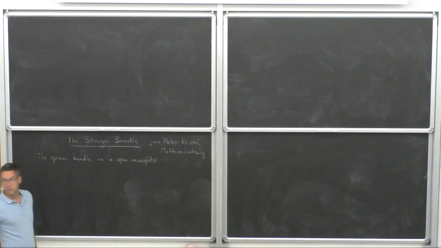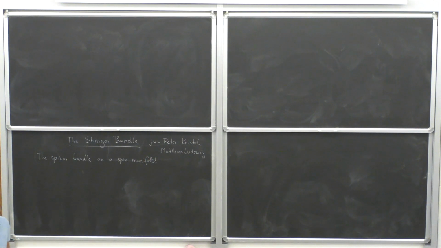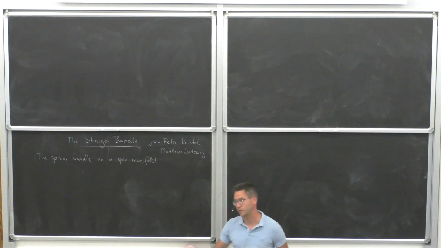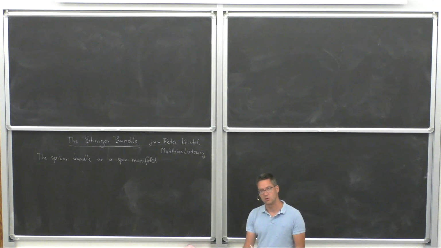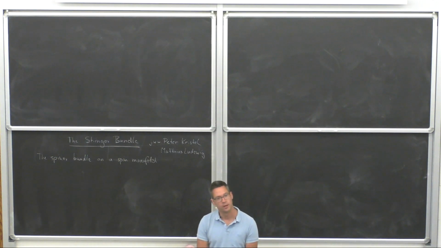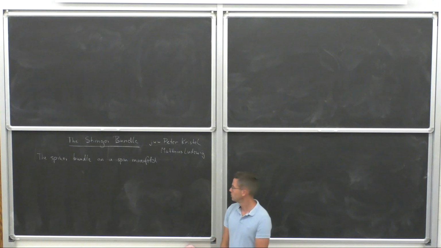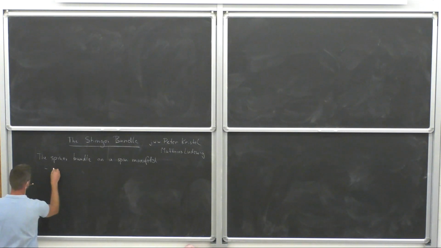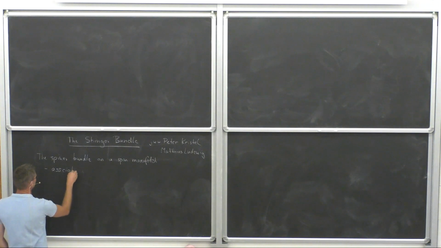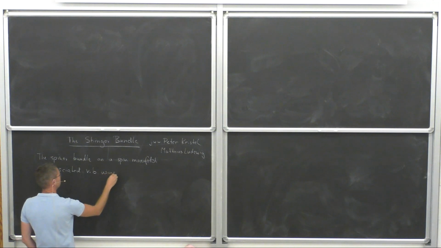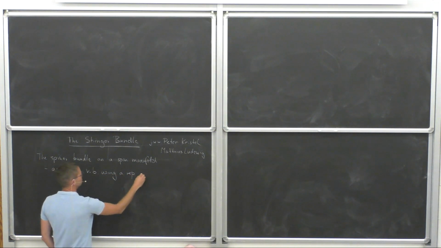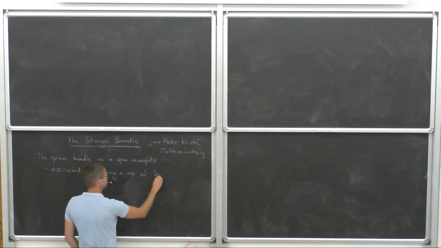So how is a Stringor bundle defined? A spin manifold means that the tangent bundle, or the structure group of the tangent bundle, is lifted to the spin group. So one has a principal bundle for this bigger group, the spin group, and then one uses a representation of this spin group in order to form the associated vector bundle. So let me write this. So this is an associated bundle using a representation of the spin group.